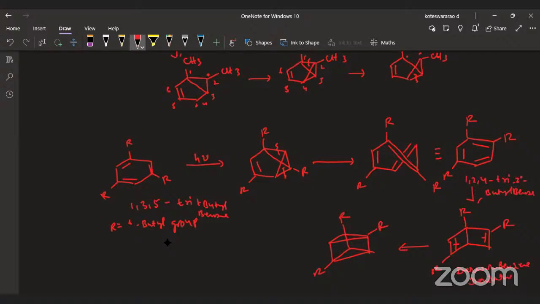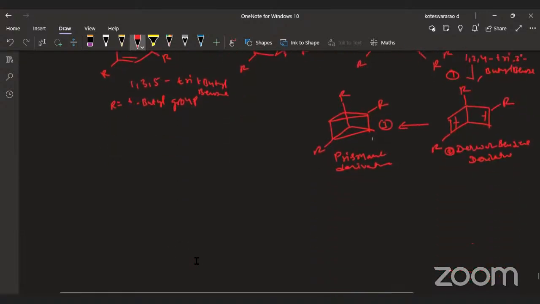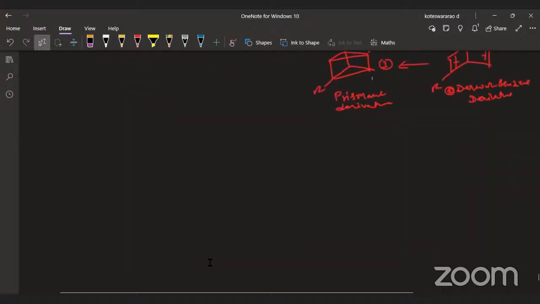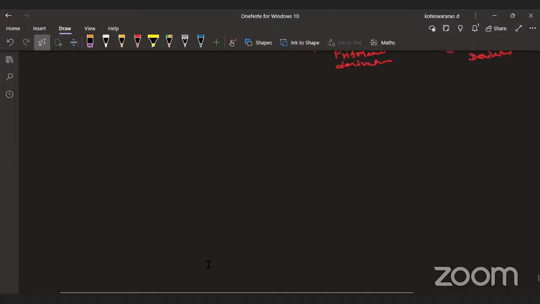Now it leads to the formation of Prismane derivative. This is called Prismane derivative. Now these are all three products. One, two, three. These three products are ring isomerization products. Next kind of reaction, addition reactions.